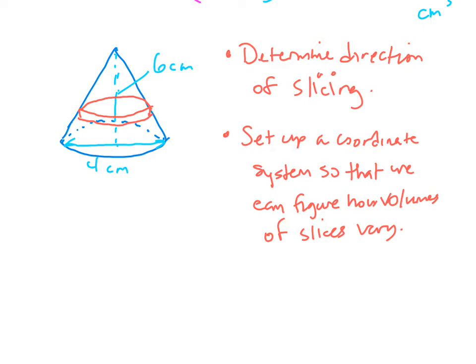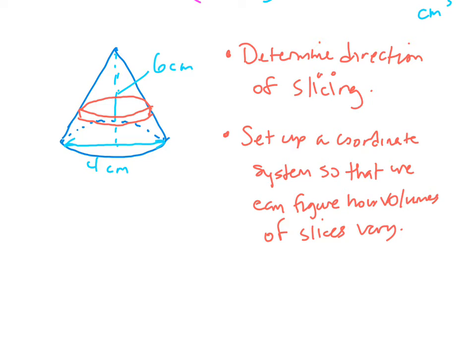So what we're going to do is define a variable which I'm going to call y, that's going to represent the height from the base of the cone, the center of the base, to the center of this slice. And then that y is going to run from 0, which is at the base itself, to the top of the cone, which is at 6 centimeters. So y is going to be a variable that runs from 0 to 6, and as y gets bigger, the volumes of these slices should get gradually smaller.